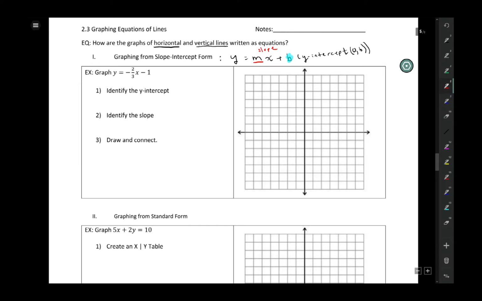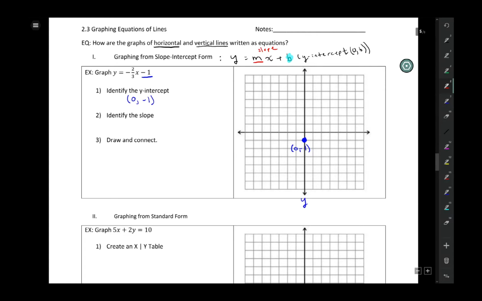Okay, so the first thing we will want to do is identify the y-intercept. Our y-intercept in this case is -1, and again that means we have the point (0, -1) on the graph, and if we were to plot that, over 0, up 1, -1. Okay, (0, -1), the y-intercept, where it crosses the y-axis.